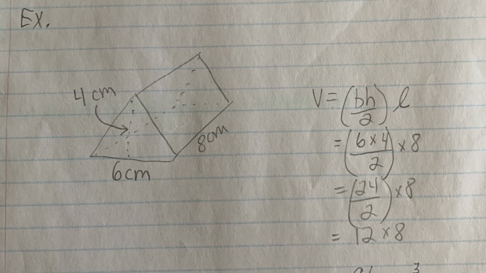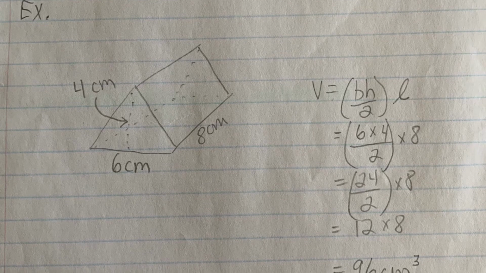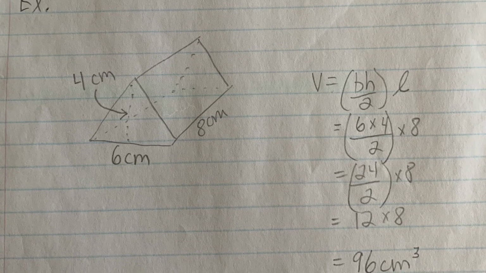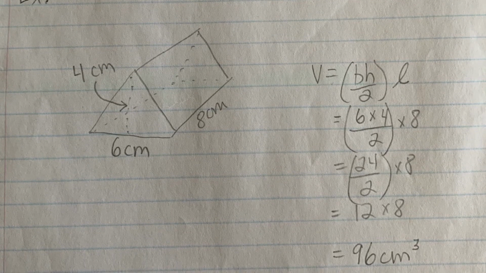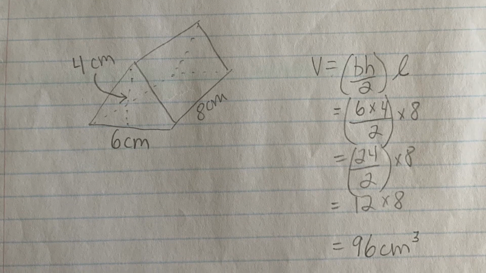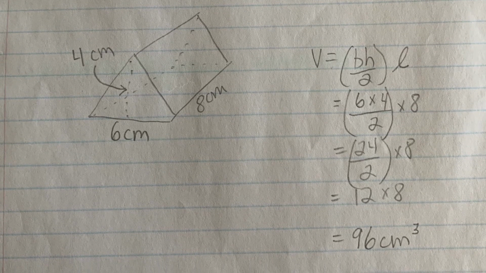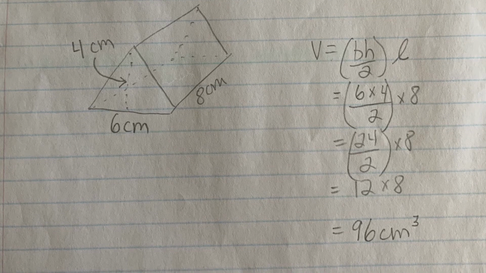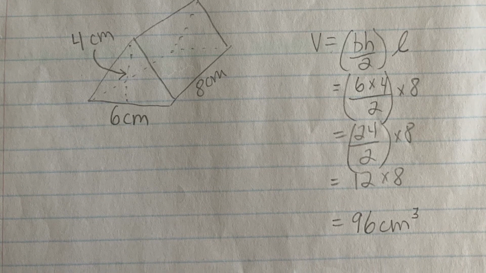So on the next line, you'll see that I have simplified. 6 times 4 gives me 24. On the next line, you'll see that I've simplified even more. 24 divided by 2 gives me that 12. Then I multiply by 8 to get the final answer of 96 centimeters cubed.